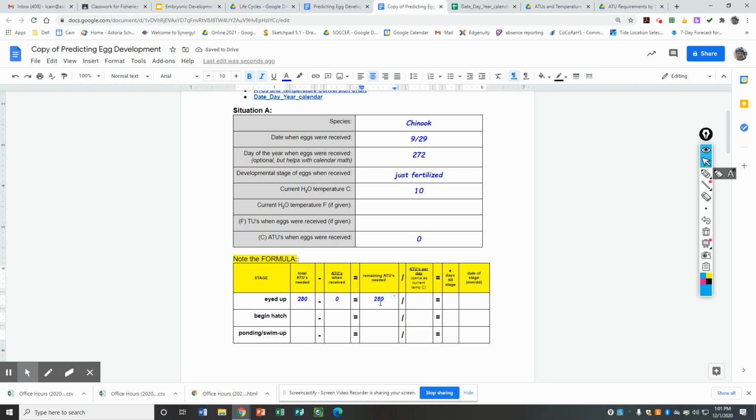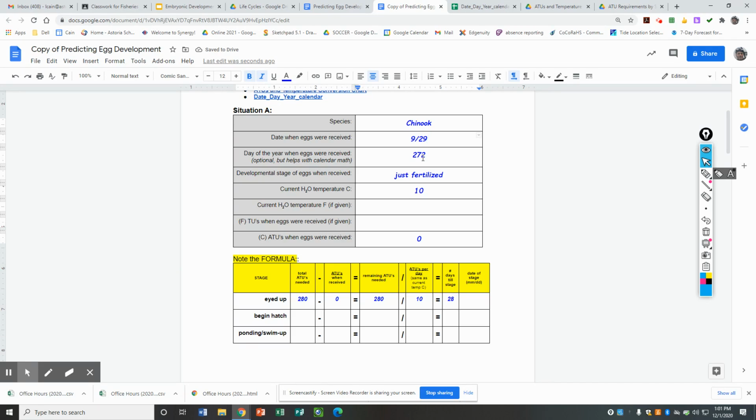Now we can do the same thing on the other requirements. We'll do them in a moment. So this is divided by ATUs per day. That's the same as the current temperature, which is up here. So that's 10 degrees, since it's in Celsius. Call it 10. So 280 divided by 10. That's a tough one. 28 days till the stage.